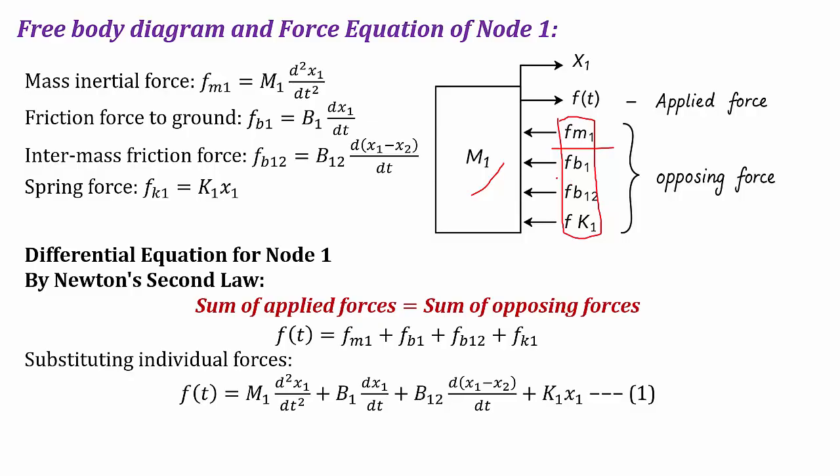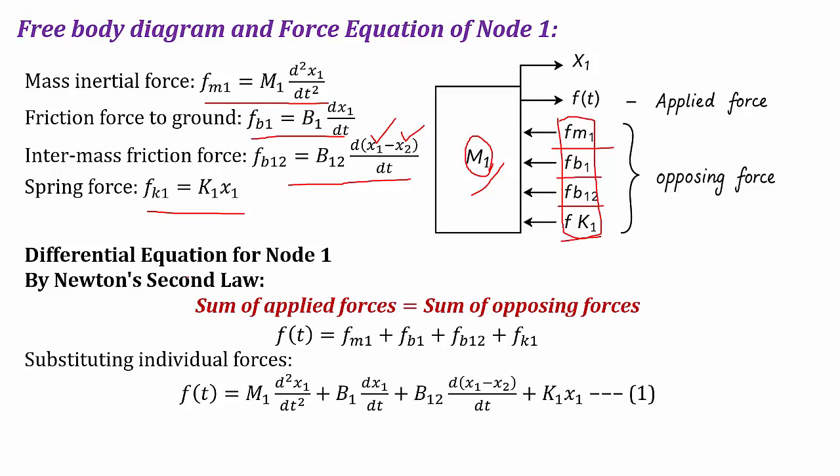We know that b1, b12 and k1 are connected. Based on the force equation, we can write Fm1 is equal to m1 d square x1 divided by dt square. That is mainly based on F equal to ma. We know that equation. And the friction, that is the dashpot, Fb1 is equal to b1 dx1 divided by dt, and b12 is between mass m1 and m2, that is node 1 and node 2. When we are writing with respect to mass m1, we have to represent x1 minus x2. When we are writing with respect to mass m2, then we have to represent x2 minus x1. And we know that spring force is directly proportional to displacement, so Fk1 is equal to k1 x1.